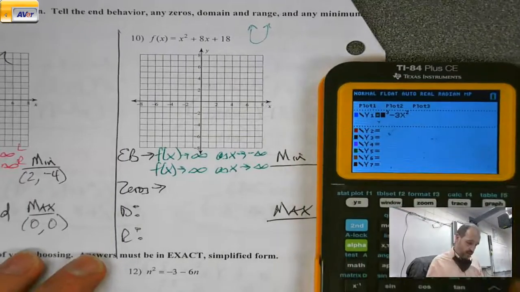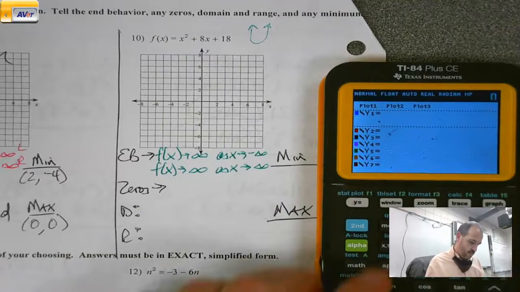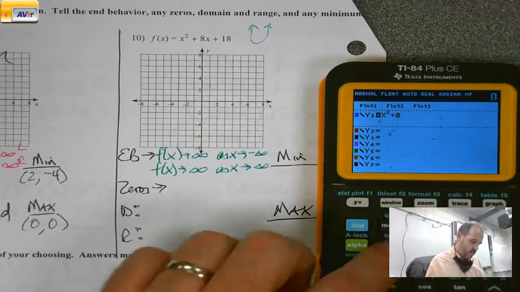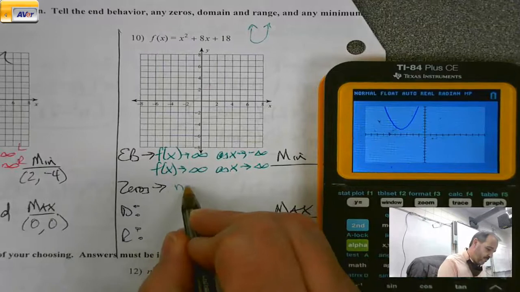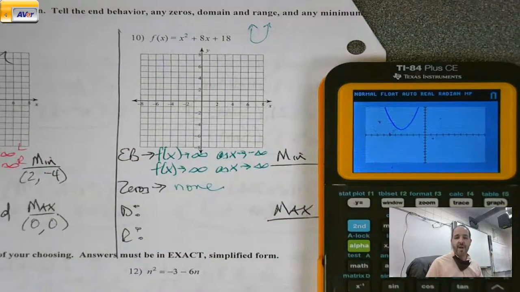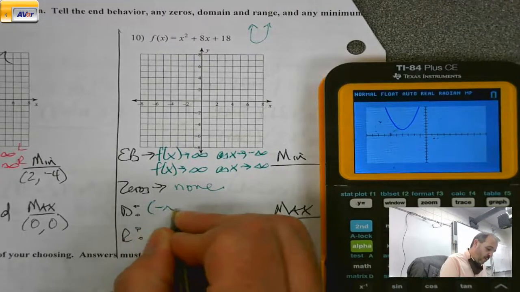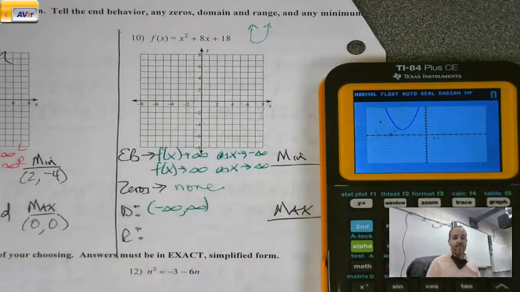Let's see here. Let's get this one in. Now this is interesting. Zeros. Does that cross the x-axis at all? Nope. None. Yay. Okay. Domain. We've said this before. Domain's the same. Any degree, it's an infinite. My range, though, is not going to be.